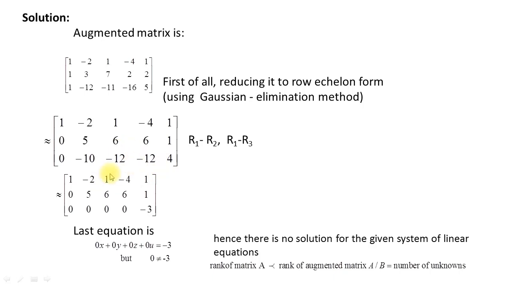So dear students, note that at this stage we obtain this form, and in this the last equation is 0 0 0. This is matrix A. So the rank of matrix A is 2 and the rank of the augmented matrix is 3. The rank of matrix A is less than the rank of the augmented matrix, and you see here 0 is equal to minus 3. It makes no sense. 0 does not equal minus 3. So this system has no solution.